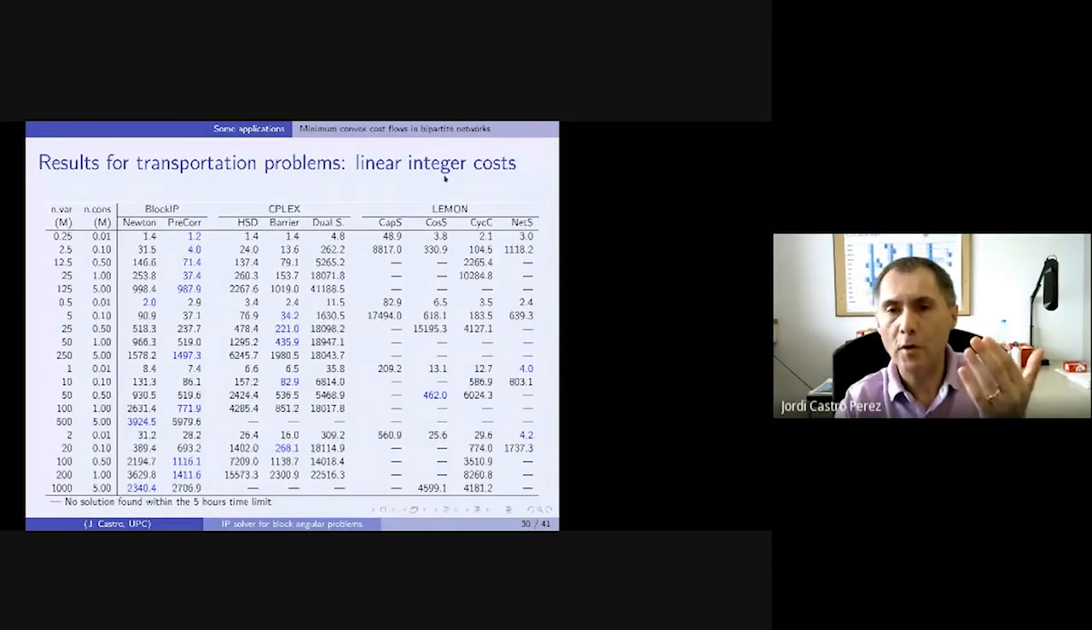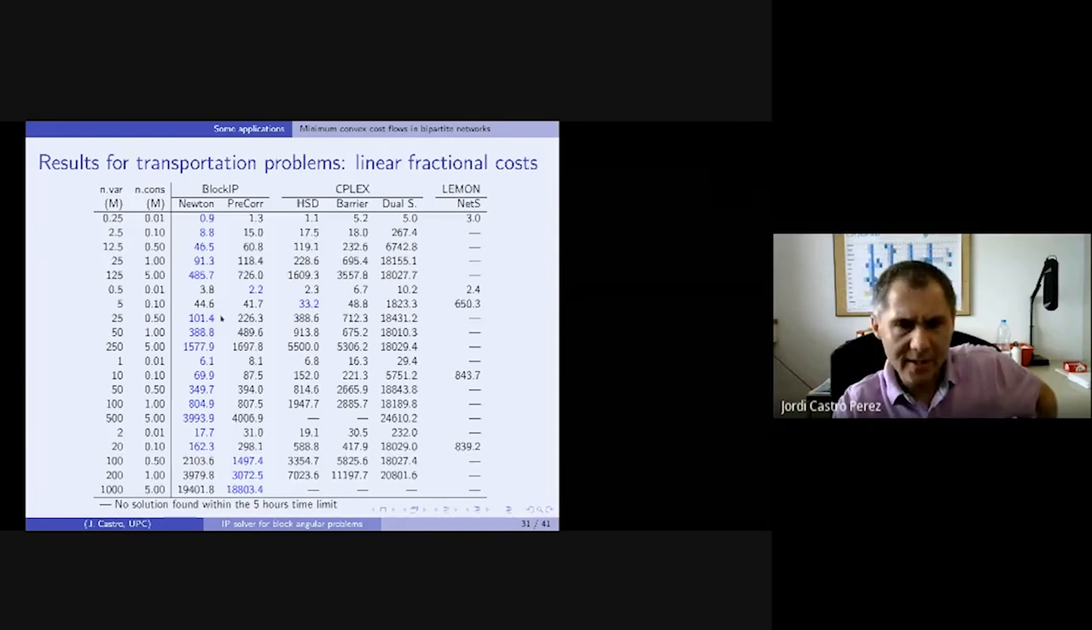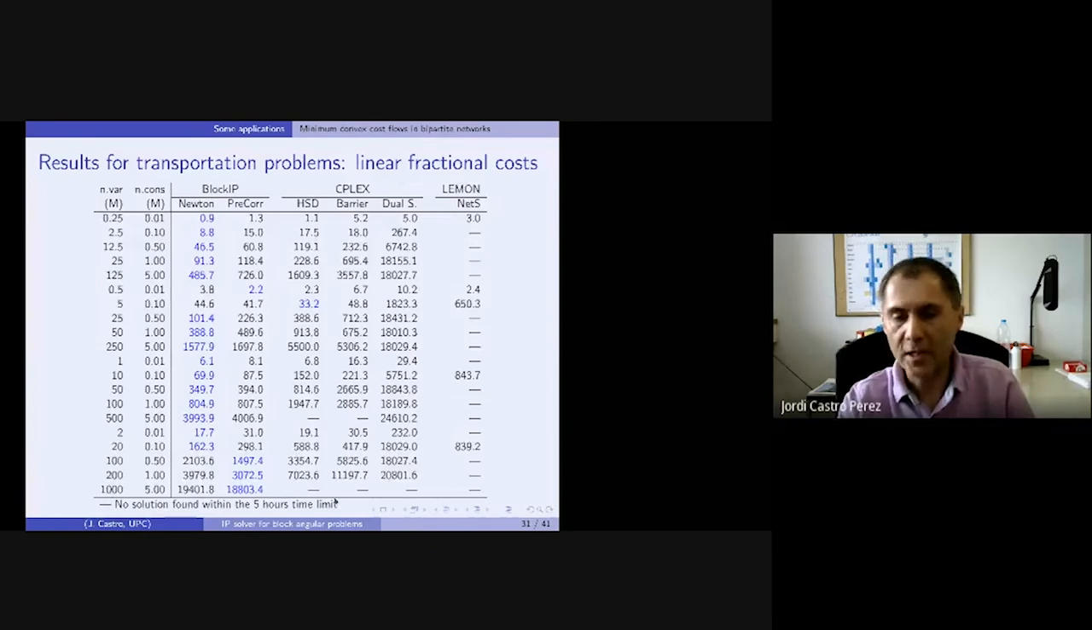If we move to problems with floating real cost, with fractional cost, then we can only use the network simplex on Lemon, and in that case, it was never the most efficient alternative. When we have fractional cost, we see that the most efficient algorithm was always block IP. The larger problems with 1,000 million variables were solved in 6 hours. That's a large problem. Cplex could not solve this problem within the time limit of 5 hours.